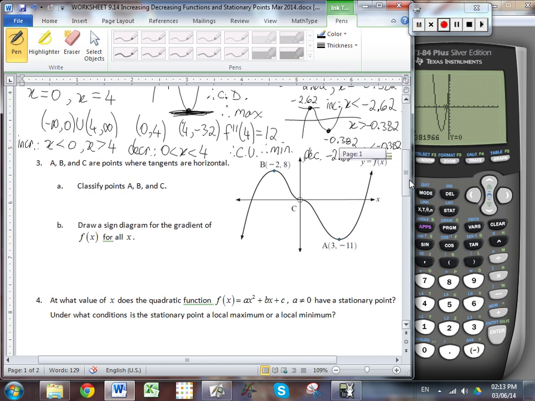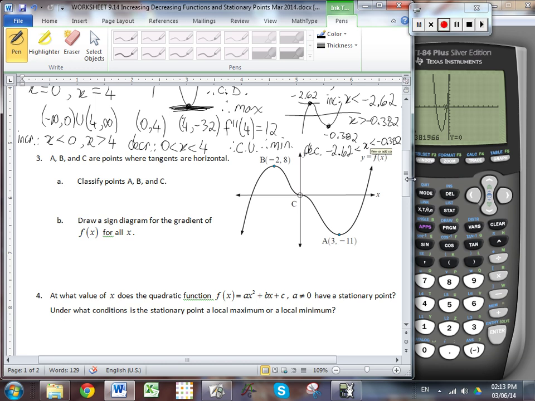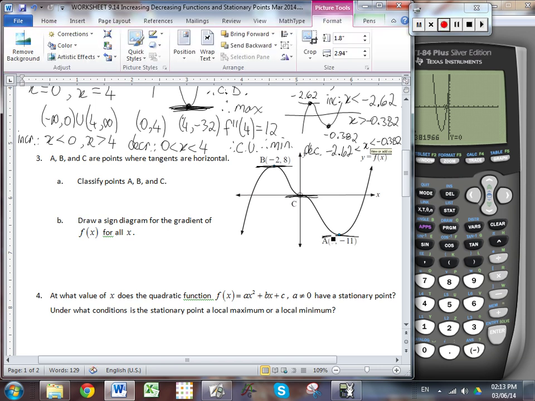On to number 3. Alright, we got points A, B, and C. All three of these places we can see that their tangents are horizontal, which means that all three of these places are stationary points. But each of these stationary points is different. We can see that A is a local minimum because we are decreasing beforehand, but we are increasing afterwards. In other words, any time that your derivative is negative beforehand and then positive after, so we've gone from a negative slope to a positive slope, that must represent that we were at a minimum.